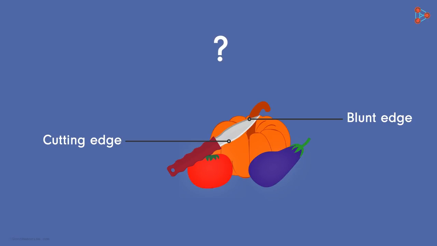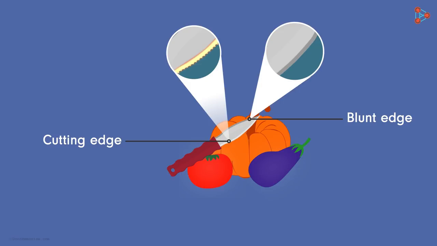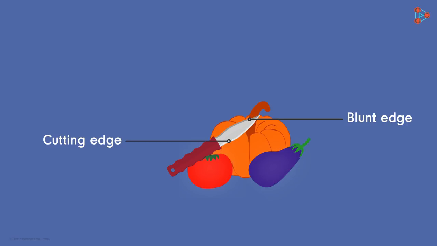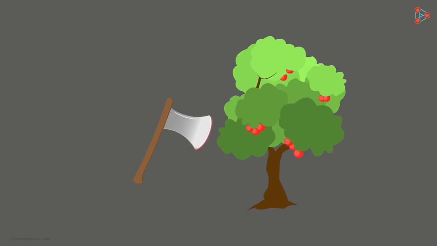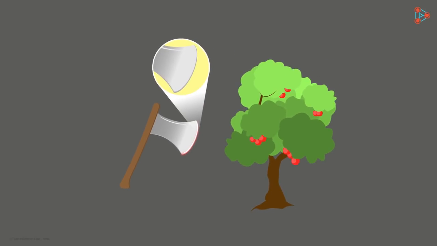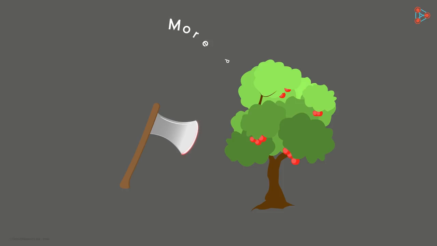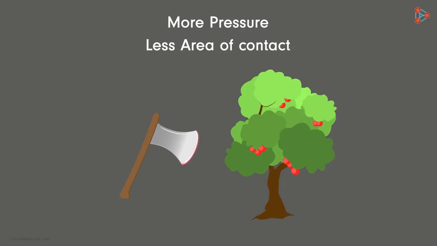What is the reason in this case? Well, at first sight, the two edges might look the same to us. But if you look at them carefully, the cutting edge has small triangle-like shapes with sharp outer points. The other edge has nothing of these. So if you cut a vegetable with the cutting edge, the area of contact between the vegetable and the knife is greatly reduced. Hence, more pressure is applied on the vegetables using the cutting edge of the knife. Axes used to cut trees also have sharp cutting edges instead of placid ones. It increases the pressure on the tree due to the less area of contact.